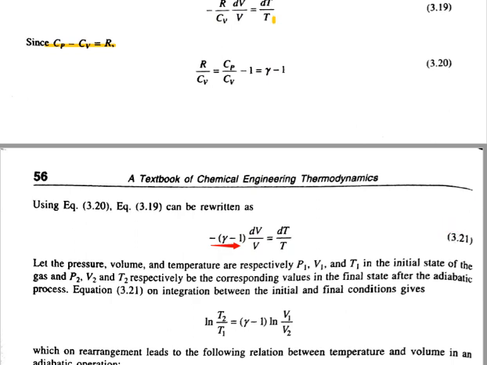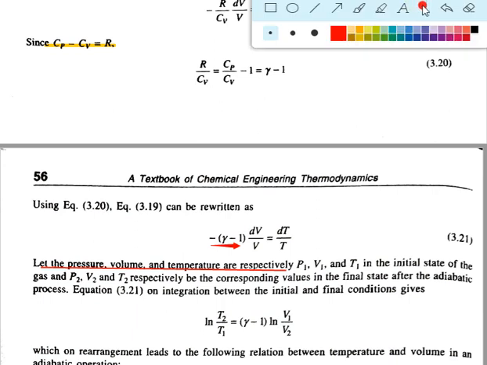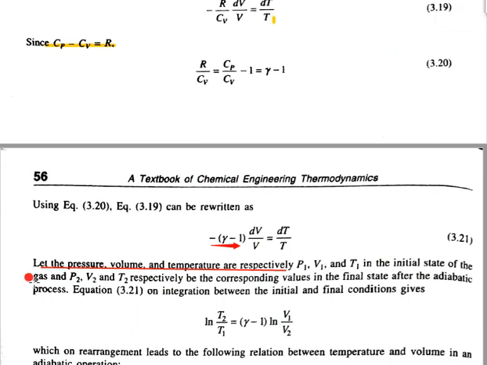Okay, give the equation number 3.21. Next, let the pressure, volume and temperature be respectively P1, V1 and T1 in the initial state of the gas, and P2, V2 and T2 respectively for the corresponding values in the final state after the adiabatic process. હવે શું કરવાનું છે, પ્રેશર, વોલ્યુમ અને ટેમ્પરેચરની ઇનિશિયલ કન્ડિશન આપણે લેવાની છે P1, T1 અને V1, અને જ્યારે એની ફાઇનલ સ્ટેજની અંદર કન્ડિશન લેવાની છે P2, V2 અને T2 ફોર ધી એડિયાબેટિક કન્ડિશન.